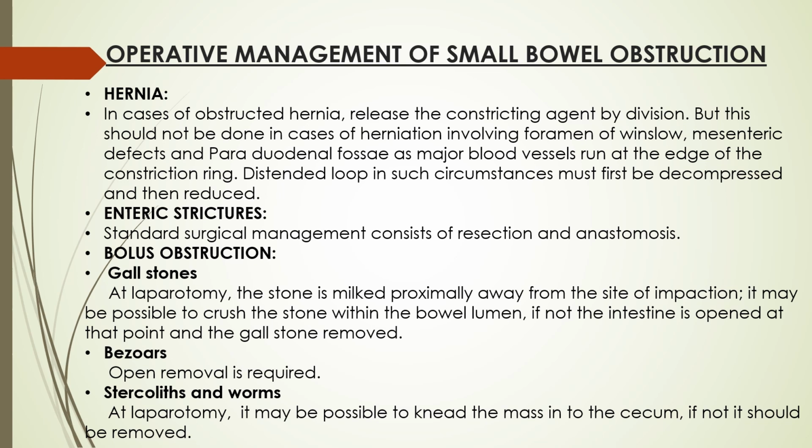In cases of obstructed hernia, the constricting agent is divided, but it should not be done in cases of hernias involving the foramen of Winslow and periduodenal fossas, as the major vessels run at the edge of the constricting ring. In cases of gallstones, the enterotomy is done and bezoars are removed by open procedures. In cases of stercoliths and worms, these are removed with the help of enterotomy, and sometimes it may also be possible to knead the mass into the cecum.